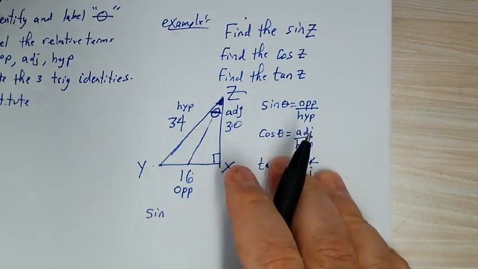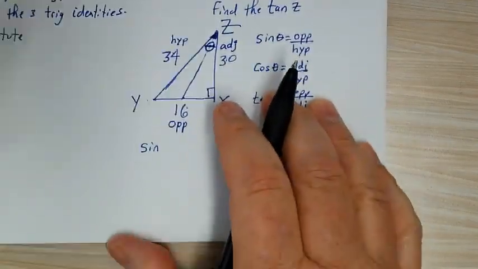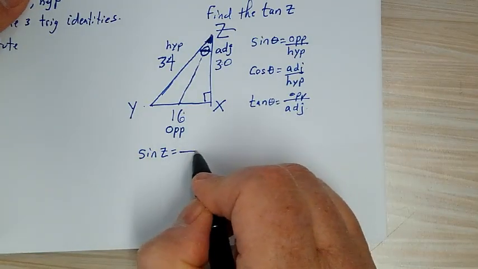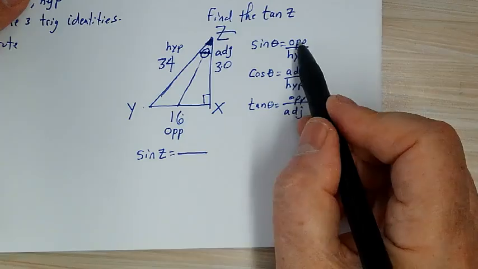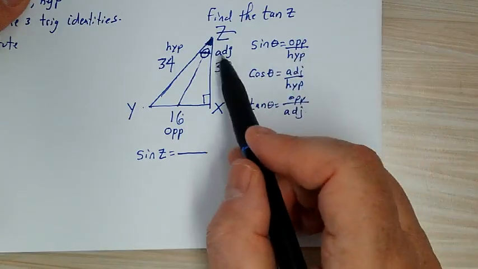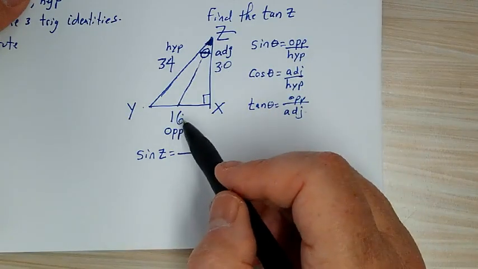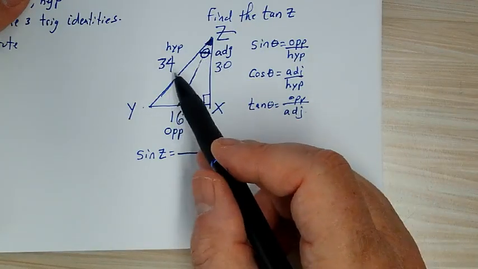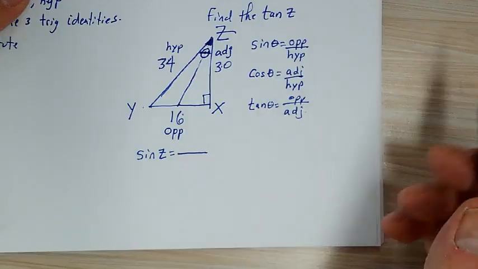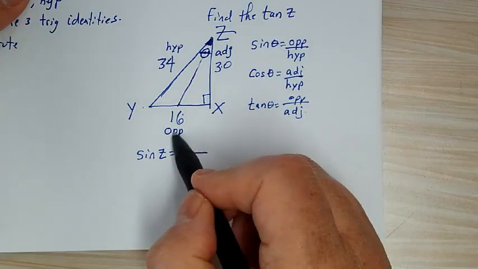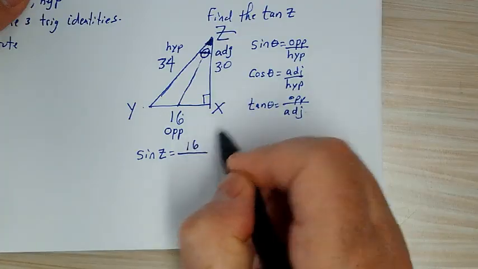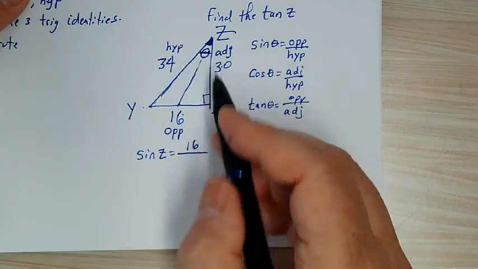since our reference angle is z, then the sine of z equals, based on this, the opposite over hypotenuse. So we look at our triangle and we say, which one's the opposite? Is it the 30, the 16, or the 34? What is the opposite? Well, we look right here and we say the opposite of z, which is our theta, is 16. And the hypotenuse, which is that long side, is what? 34.